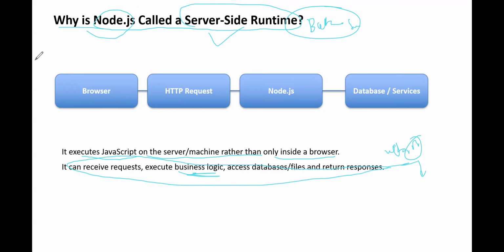So the flow is: the browser makes an HTTP request to Node.js. This is the backend. The backend goes to the database, collects the data, and brings it via the Node.js backend service. With the HTTP request for the API, it sends it again to the browser. The browser shows the interface to the user. This is the flow.